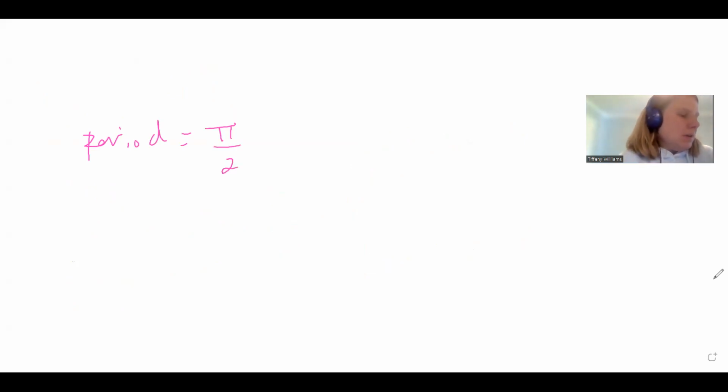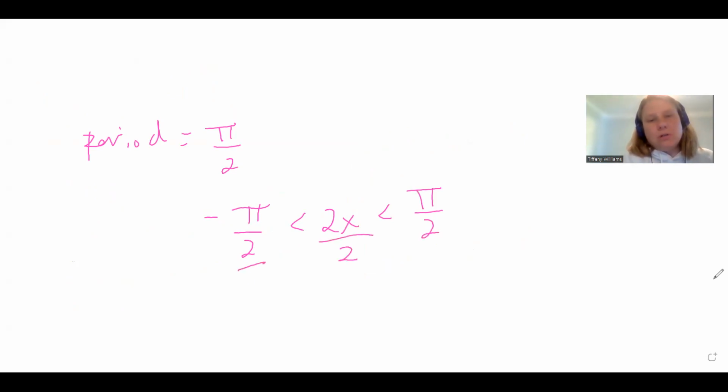So now what I'm going to do is use that 2x that we had here and set our period on either side of that. So we've got negative pi over 2 is less than 2x is less than pi over 2. And now I'm going to solve this for x. So I'm going to divide both sides by 2, because we're trying to get that 2 off the x, because I'd like to see just what x is going to be. So this is going to be negative pi over 4 is less than x is less than pi over 4.